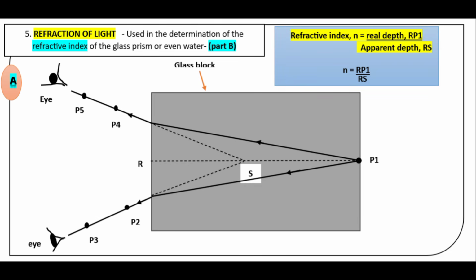Then you have two pins, whereby through the eye, you're focusing on pin 1, so that the other two pins are forming one straight line through the eye.